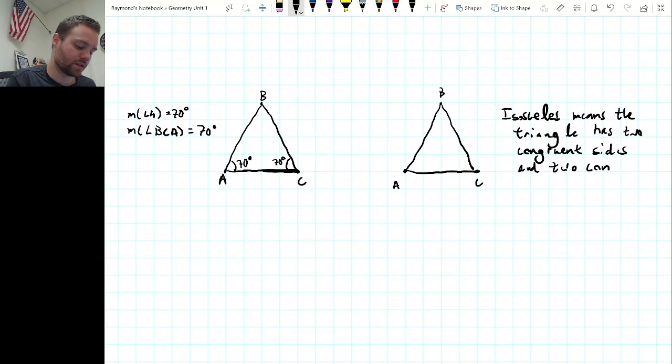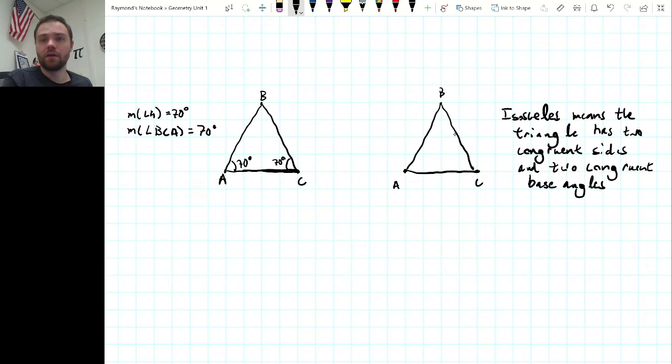And two congruent base angles. Okay? So it's telling us that this measure is the same as this one, and this measure is the same as this one. So the two sides are the same length, and the two angles are the same. That doesn't mean we know their measures.